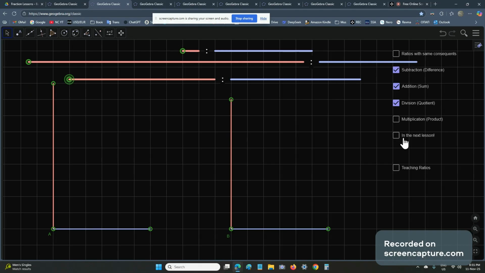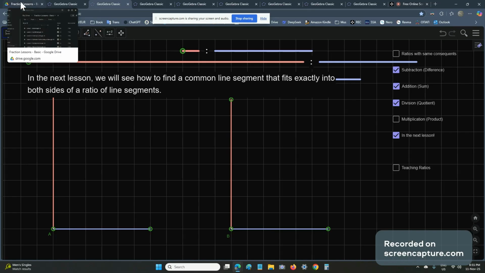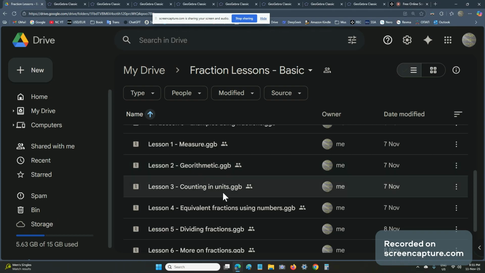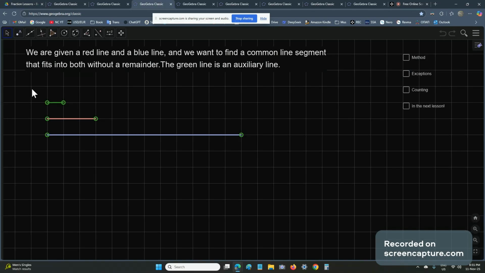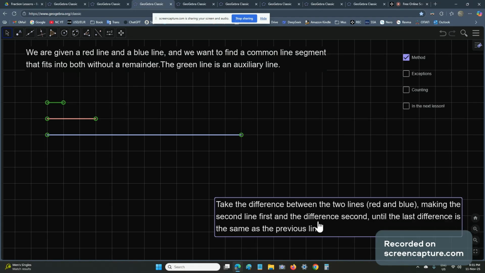And then there'll be a next lesson in which we'll see how to find a common line segment that fits exactly. Okay, and that would be lesson 3. That's counting in units. That's why you need to find a common line segment. And that's what this lesson is about. So you get a method. This is the method. Very easy, isn't it?